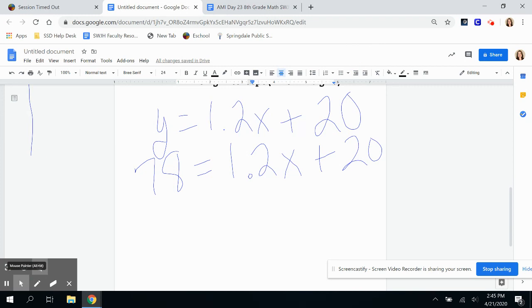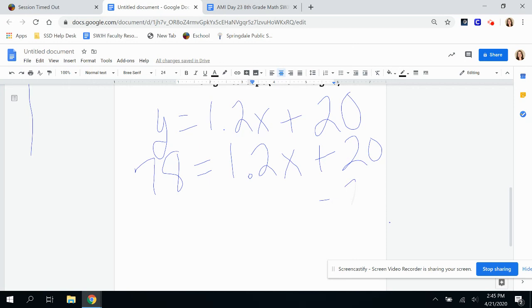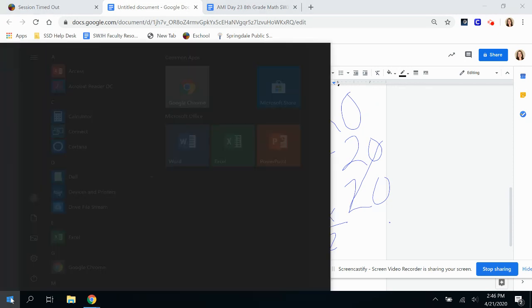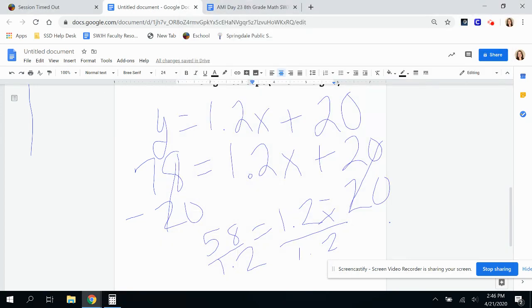All right, so let's subtract. We're going to subtract 20 from both sides. Subtract 20 from both sides. And that gives me 78 minus 20 is 58. It crosses that out, and then this is gone. So now I have 1.2x. I divide by 1.2 on both sides. And then I get a calculator, and I need to do 58. Is that 58? Yeah, okay.